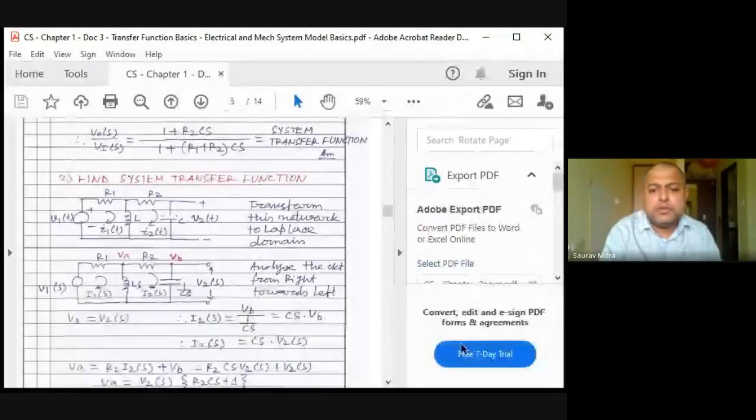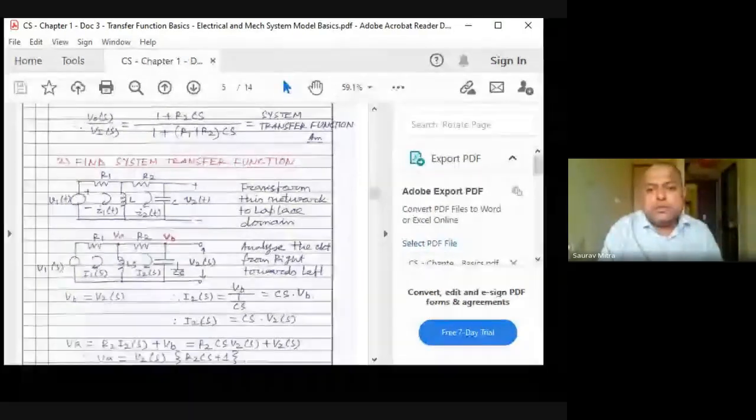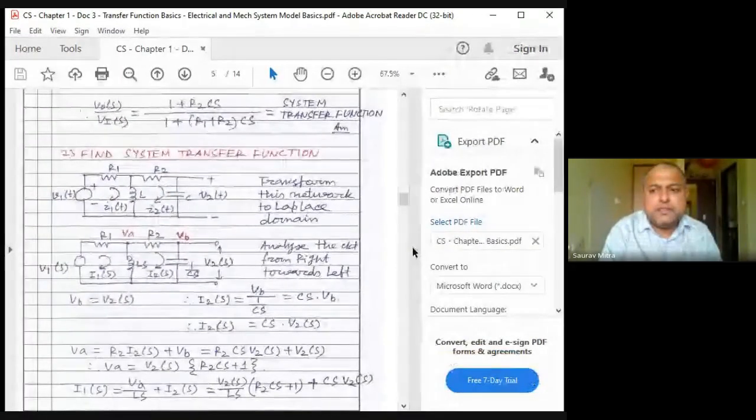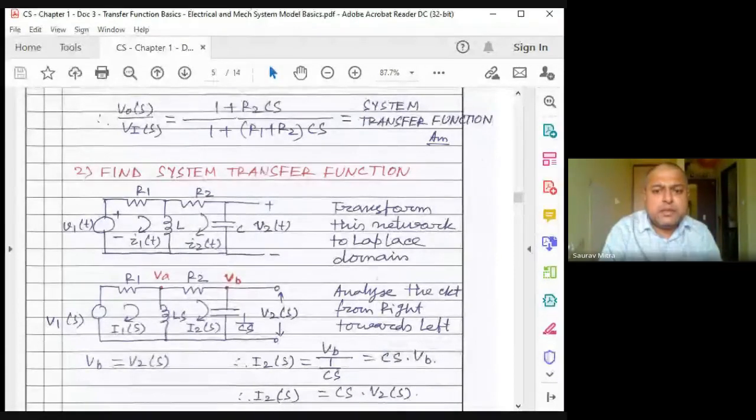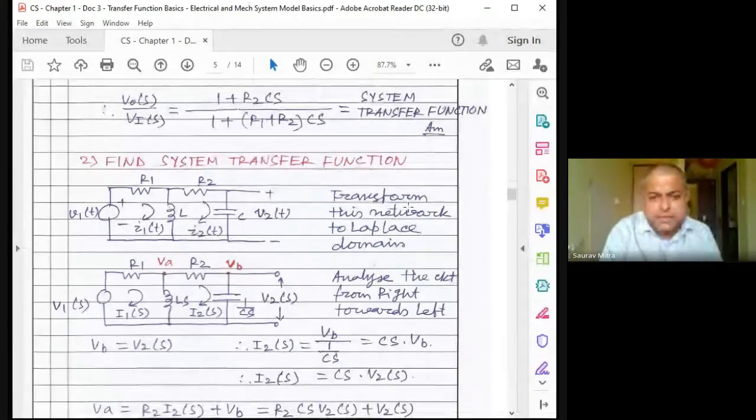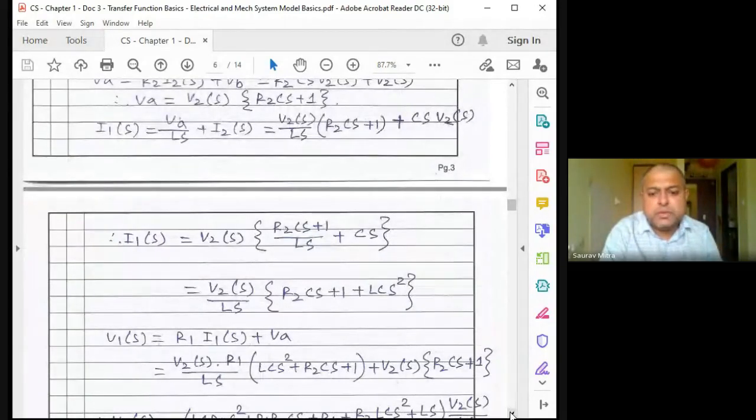I think the PDF is visible to you. Okay, so I'll be explaining it from this PDF, so I'll make it big. The same thing will be shared to you. Is it clear enough? Can you see all the things in the PDF clear enough? All the equations and everything? Yes, sir.